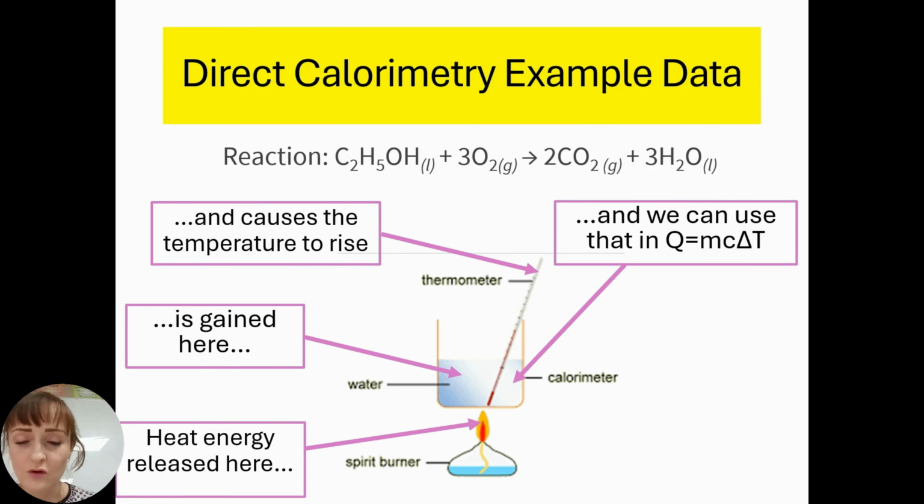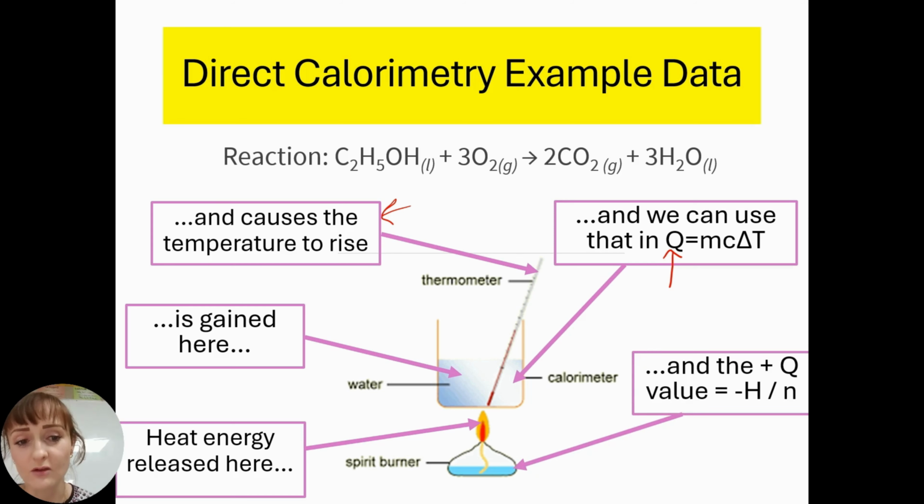We know the mass of the water because we'll have measured the volume of water that we put into the calorimeter in the beginning. We know the specific heat capacity of the water because we can read that from the data booklet. And we know the delta T, the change in temperature, because we'll have measured it here. If we're able to calculate the Q value of the water, what we can assume is that however much energy was gained by the water is equal to the heat that was lost by the combustion.